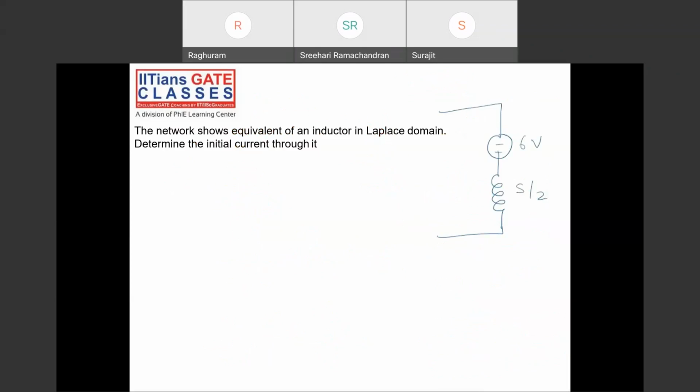So the network shows equivalent of an inductor in Laplace domain. Determine the initial current through it. This is a Laplace domain equivalent. Find the initial current. What is initial current through the inductor? I naught. Find I naught through this. Laplace domain of an inductor is something like this. What is the value of this? This is SL and this is I naught by S. But you have a voltage source in series with an impedance. Here, current source in parallel with an impedance.